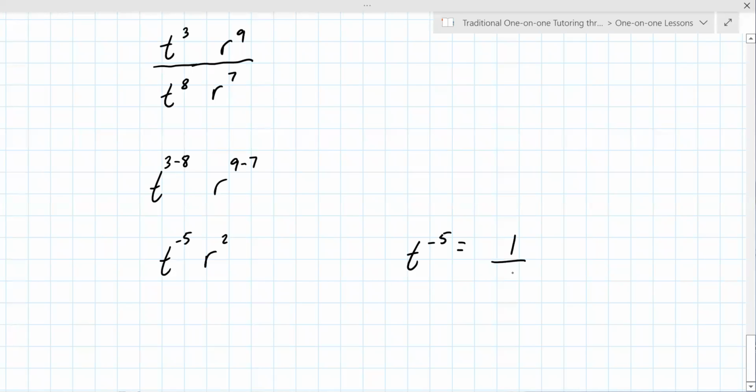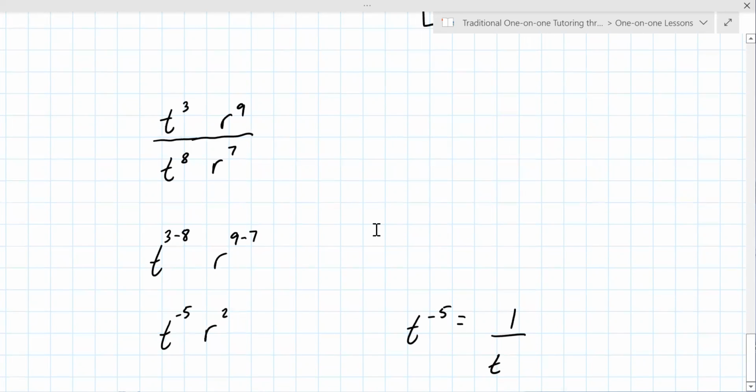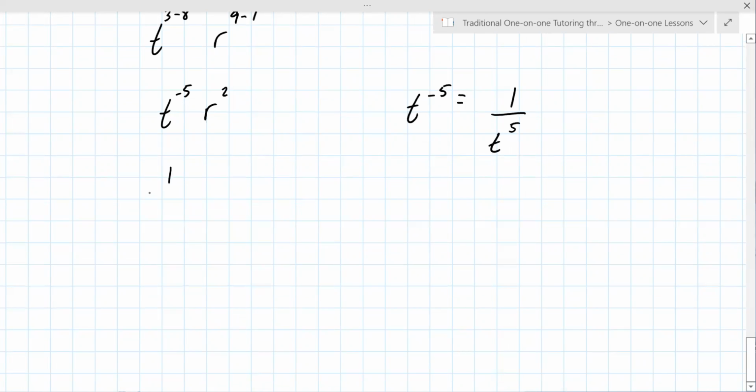1 over t to the minus 5, or should it be 5? Let's go back and look. See how the negative exponent becomes positive in the example here? Yes. Okay. So this becomes positive 5. You got it. This has got to be really clear. So this is 1 over t to the 5th times r squared over 1, r squared on top, t to the 5th on the bottom.